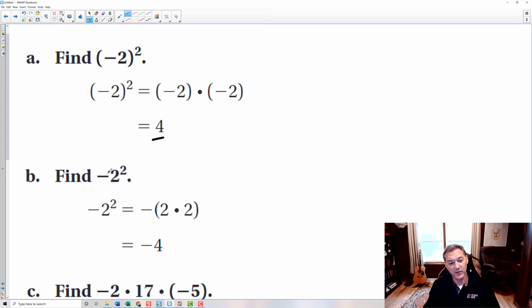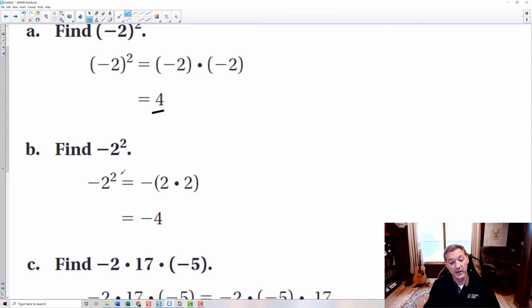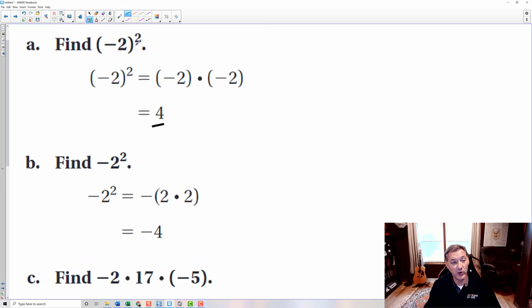But look at how it looks different with the parentheses not around it. If this is the case, it's whatever this exponent is touching. So I have my negative sign, and then in parentheses, 2 times 2, because the 2 is only touching this if there's no parentheses around it. And this answer is negative 4. So although they look really similar, these parentheses make a big difference.